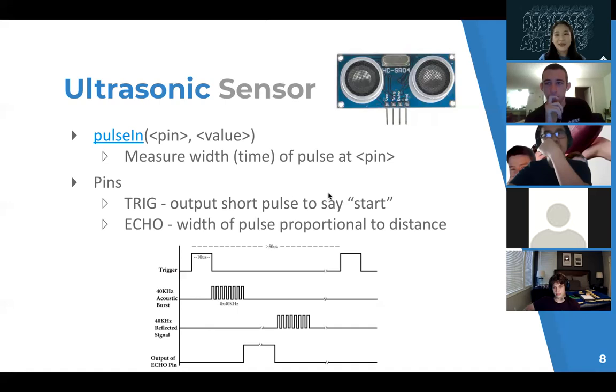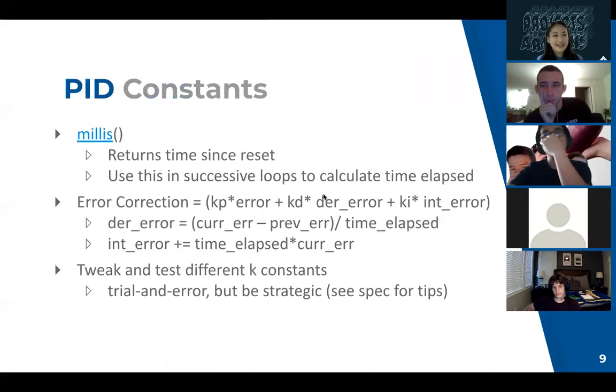I know that was not the best way to put it. It's a lot clearer in the spec because we have it written down. And in order to measure the width of your pulse, we're going to use the pulseIn function. That's a built-in function. A lot more on this as well in the spec. So do read the spec.